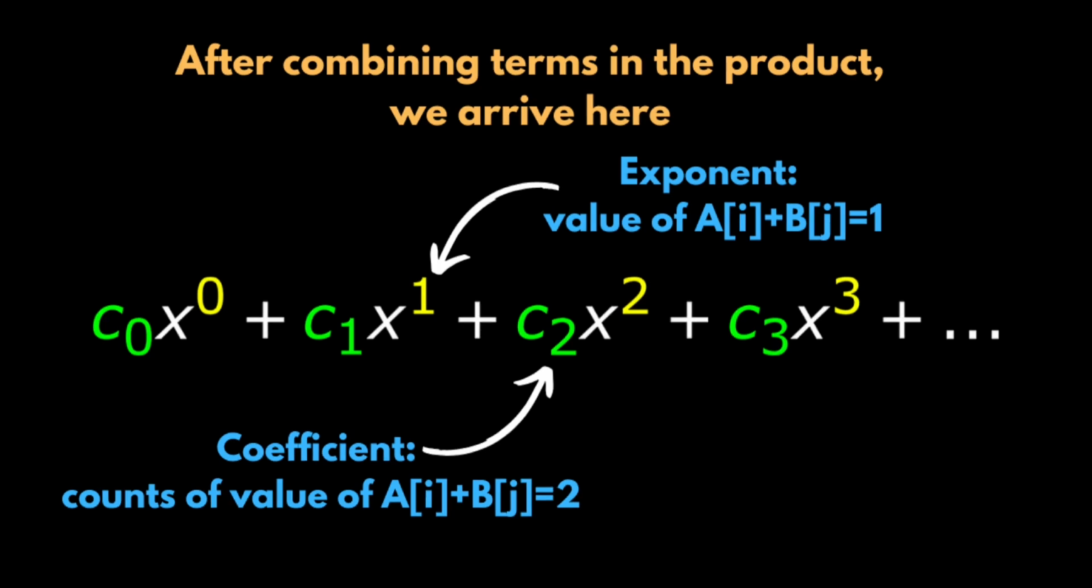If we notice a fact about the resulting polynomial, we can see that the exponent, for example, c1 x raised to 1, means that the sum of elements from A and B is equal to 1, and c1 is the count of those number of pairs. Similar for c2 and c3. c2 will be the count of values where ai plus bj is 2. So the power represents the sum and the coefficient represents how many of them there are in the count.